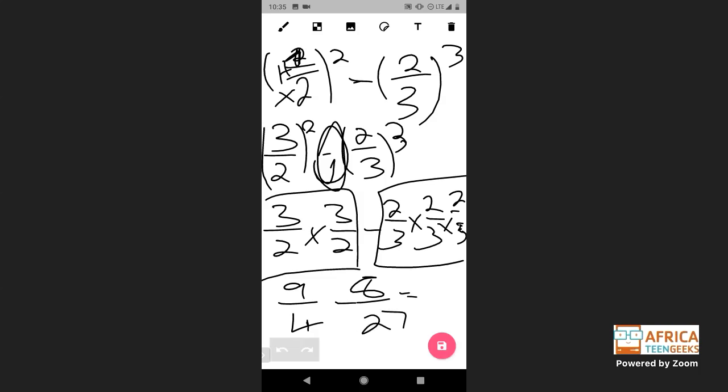Okay, you know when we add our fractions and subtract our fractions, we must get our lowest common multiple. So what is our lowest common multiple for 4 and 27? This is the question of the day for you guys. What is the lowest common multiple for 4 and 27? What is it?